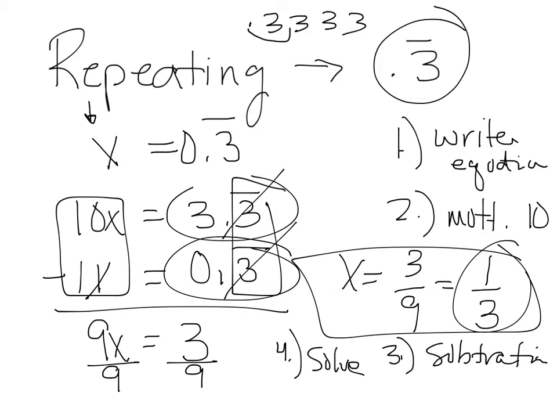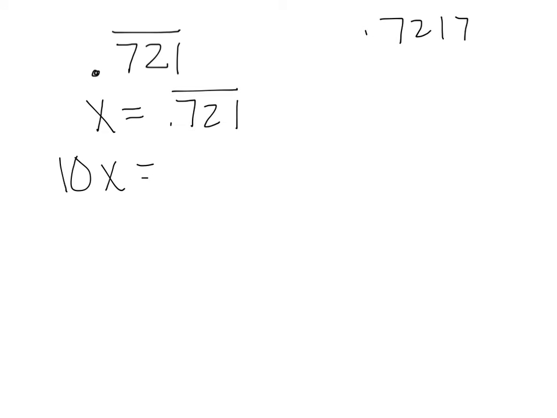Let's try another one, because sometimes it's not enough to just multiply by 10. Let me show you what I mean by that. Sometimes just multiplying your original equation by 10 isn't enough. Our initial equation here would be x equals 0.721 repeating. So we're looking to get another equation that has the right side of the decimal being 0.721 repeating. Well, let's multiply by 10.